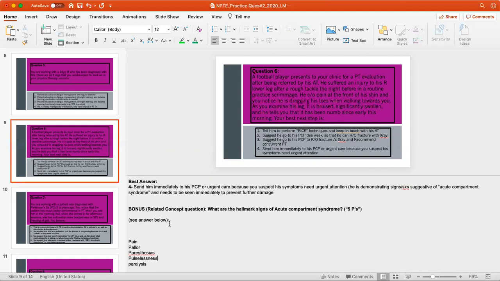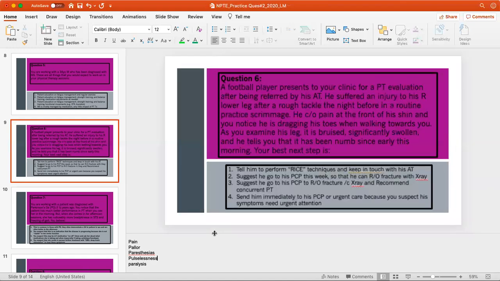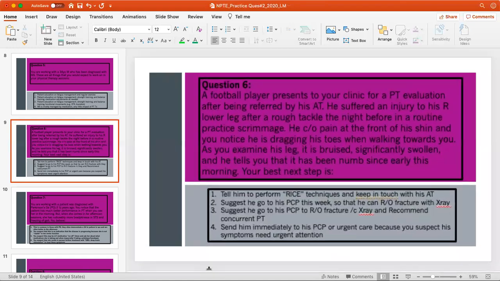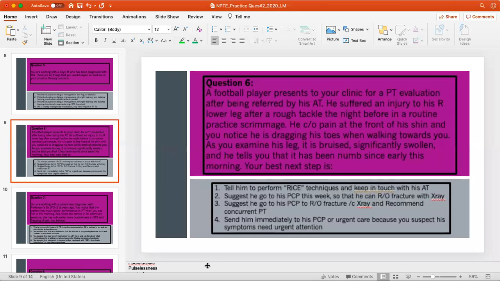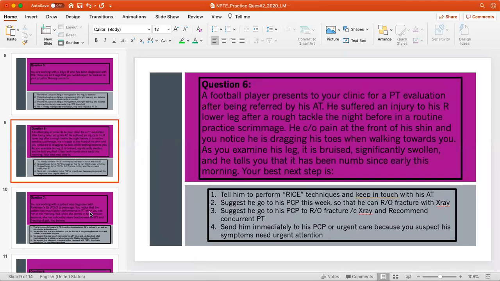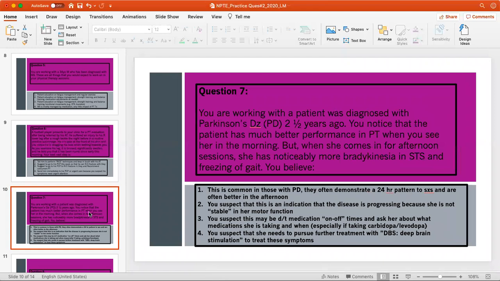Something also to note is that the anterior compartment of the lower leg is the most common place that you will have compartment syndrome. So this is not unrealistic for this individual to be having an anterior compartment complaint.